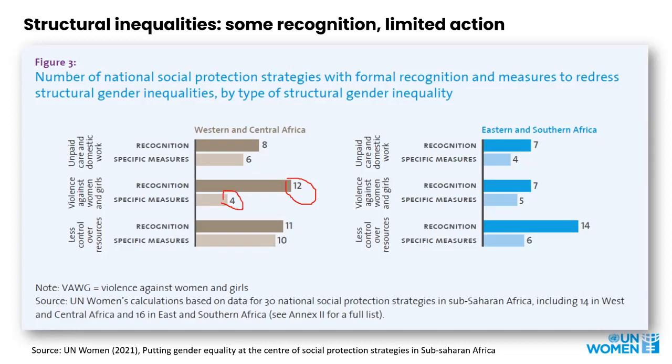In Western and Central Africa, when we talk about, for example, lack of access over resources, in Eastern and Southern Africa, you have 14 countries that recognize this inequality, but only six have specific measures. So here we see that even though there are some forms of formal recognition and measures to redress structural inequality, there is limited action from the government.